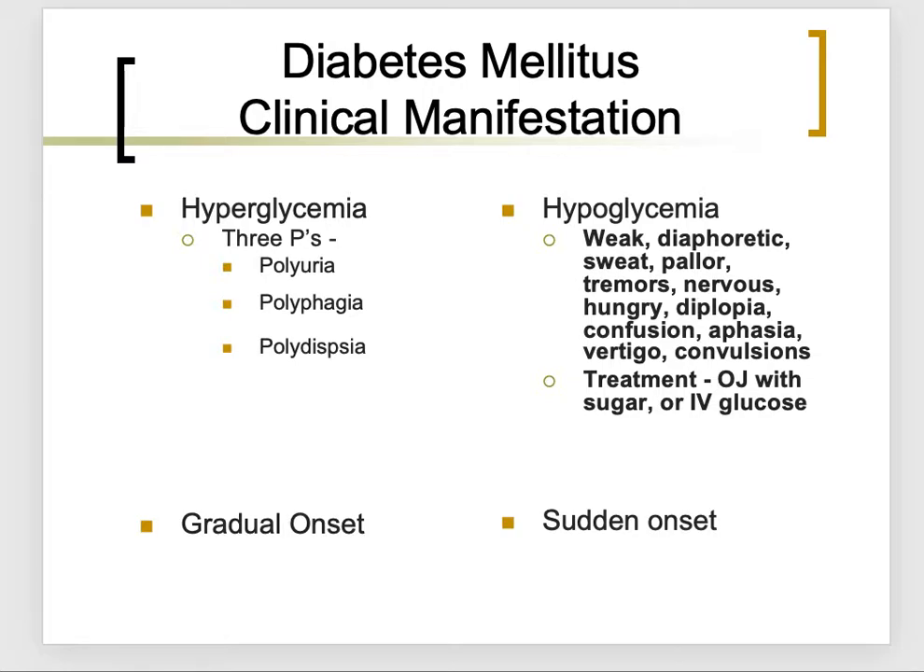When you don't have orange juice on hand, we are going to just dilute some sugar into some water and give them some sugar water to drink. Immediately, we need to get those sugar levels elevated. It is sudden and dangerous.